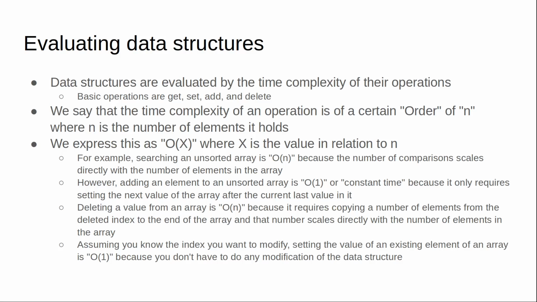It's basically one operation. Deleting a value from an array, though, is back to order n because we have to copy from wherever that item was in the array to the end of the array.